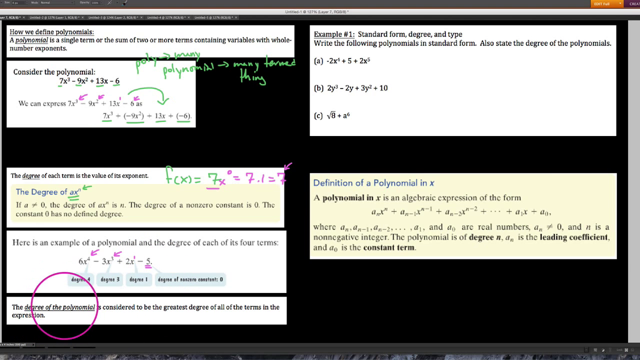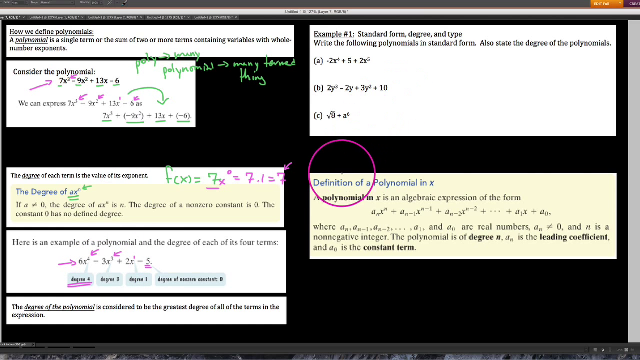So it is also important to note that the degree of this entire polynomial, we consider the degree of the whole polynomial to be the greatest degree of all of the terms in the expression. So if we look at this polynomial expression up here, we say, well, what's the greatest degree on any term? We say it's third. So we would say it's a third degree polynomial, whereas this one down here, since the greatest degree on any of these terms is 4, we would refer to this as being a 4th degree polynomial, okay?